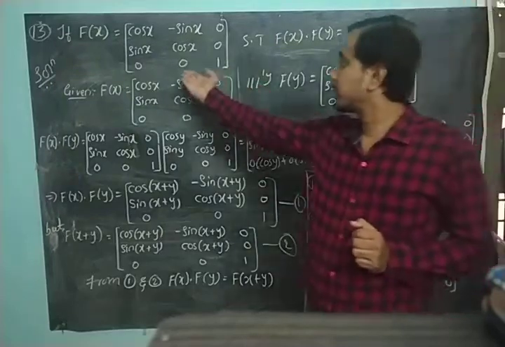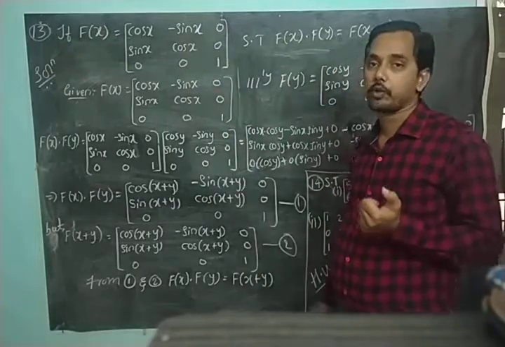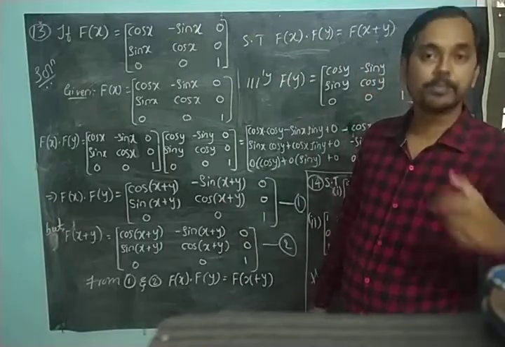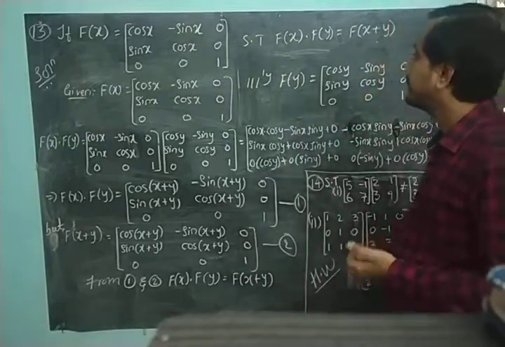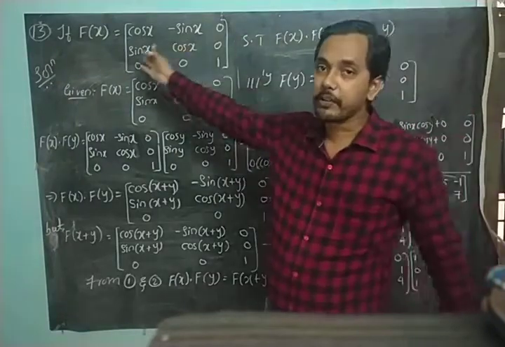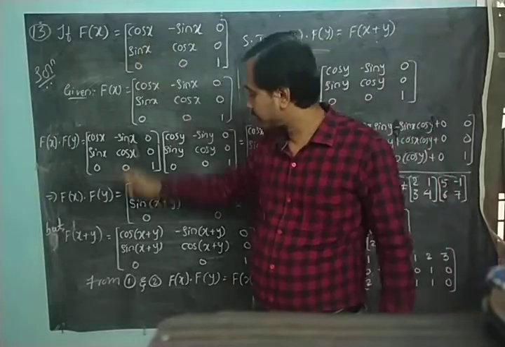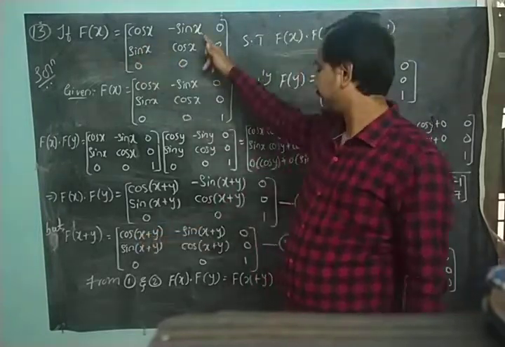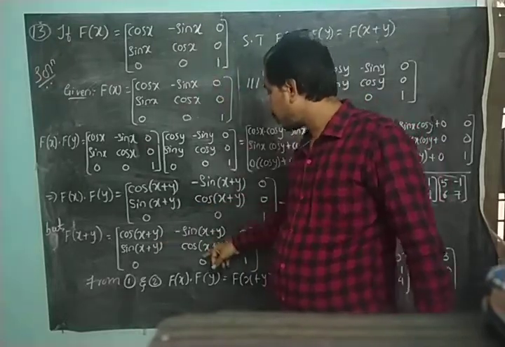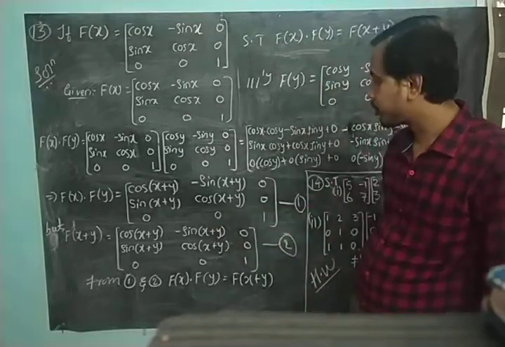Because a general function is given here, f of x. If you want f of y, wherever x is there, you substitute y. If you want f of x plus y, wherever x is there, you substitute it with x plus y. So in this f of x equation, wherever x is there, I will substitute x plus y. So cos x becomes cos of x plus y, sin x becomes sin of x plus y, 0 as it is. Here sin of x plus y, cos of x plus y, 0, and everything else will remain the same. Now mark this as equation 2.